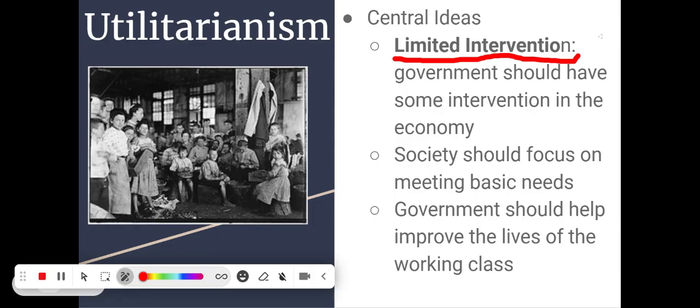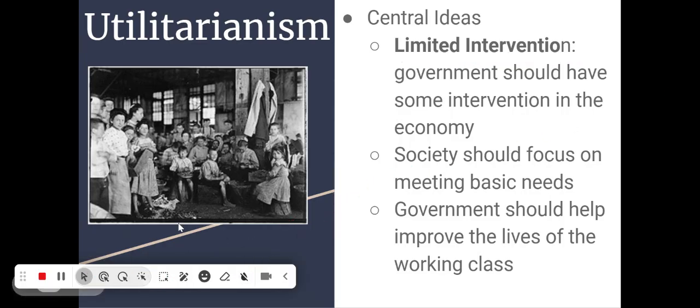So the best way to explain the utilitarians is they want what's best for everyone. Okay? If a corporation is paying its workers super low wages, the utilitarians are going to argue that the government should step in and force that corporation to pay their workers a decent wage. So that's where they really break with the free market capitalist. They want the government to do what's best for everybody and be involved a little bit, thus the limited side.